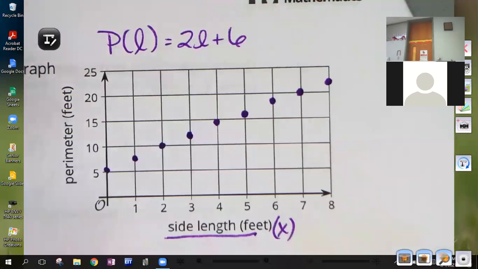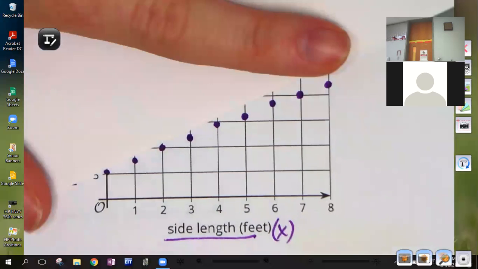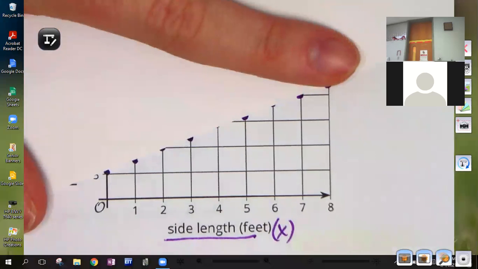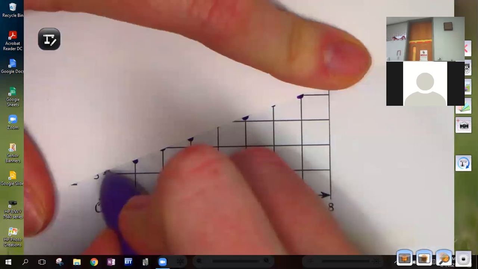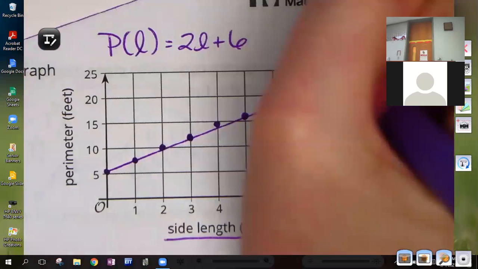Had I not been human and could graph it perfectly, what would this one form? It would form a straight line. I'm going to try to draw a straight line through it. Imagine all these, they landed on the line.